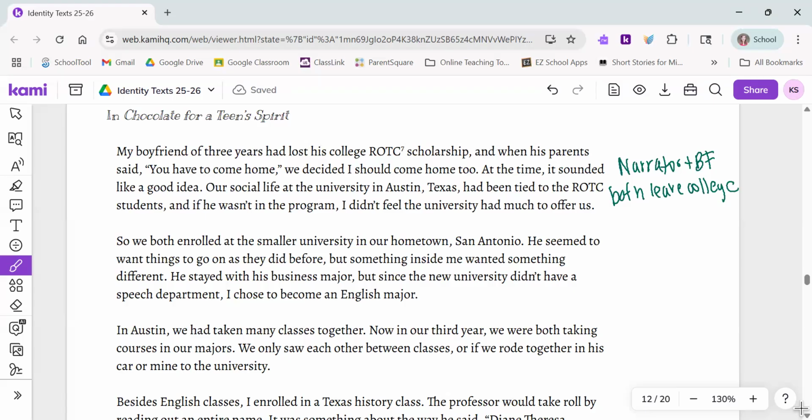Cool. So we both enrolled at the smaller university in our hometown, San Antonio. He seemed to want things to go on as they did before, but something inside me wanted something different. He stayed with his business major, but since the new university didn't have a speech department, I chose to become an English major.